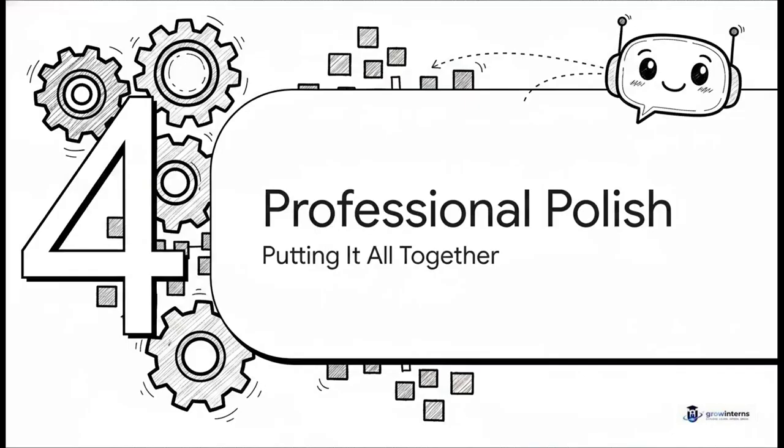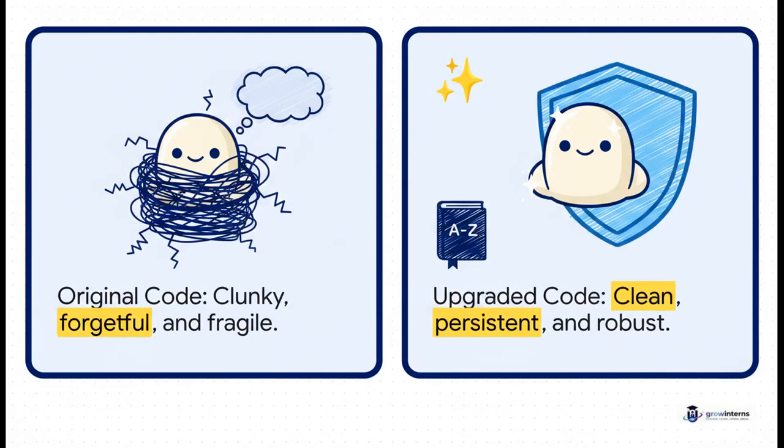Okay, so we've covered 3 incredibly powerful techniques. Let's put them all together now and see what happens to our little chatbot project. And here it is, the big transformation. On the left, we had code that was clunky, forgetful, and fragile. And on the right, we have the professionally polished version. It uses a clean dictionary for its commands, it saves its conversation to a file so it has a memory, and it uses a try-except block so it won't crash on bad input. I mean, look at that. It's not just better code, it's a totally different class of application.